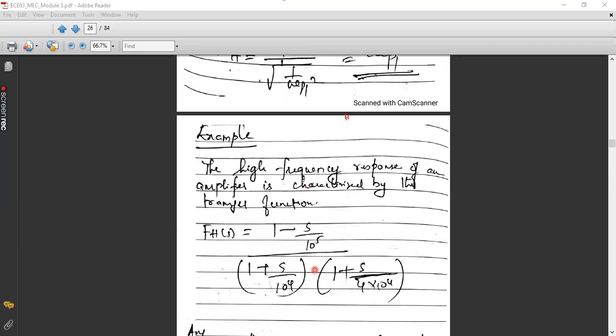So whenever you are given a question, first you will try to find out whether there is a dominant pole existing or not. Understood? First we will try to find whether there exists a dominant pole or not. So tell me what is omega z1 square. Tell me what is the value of omega z1 square.